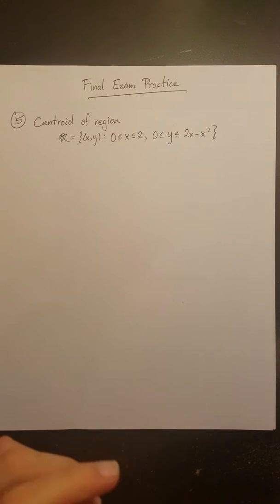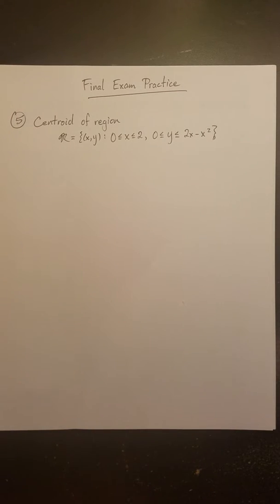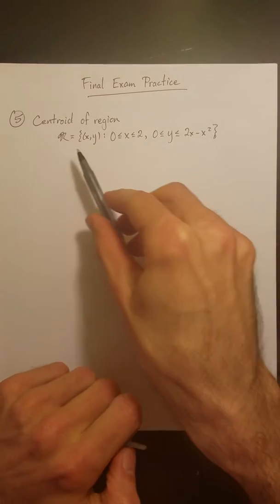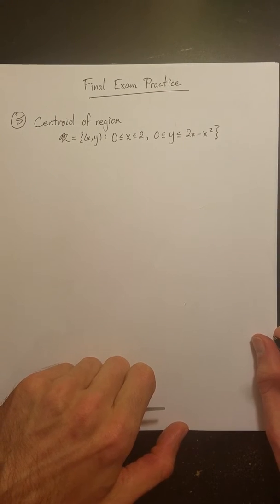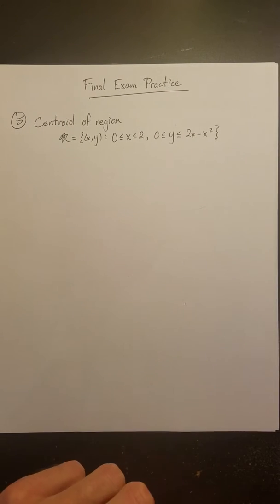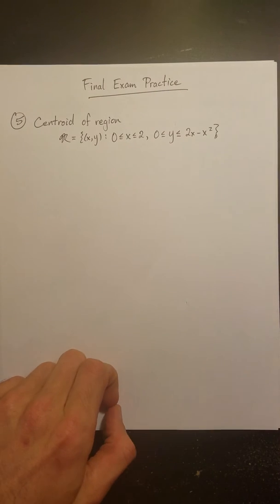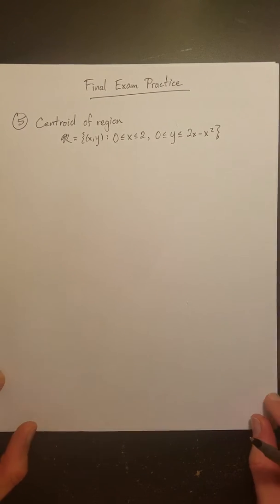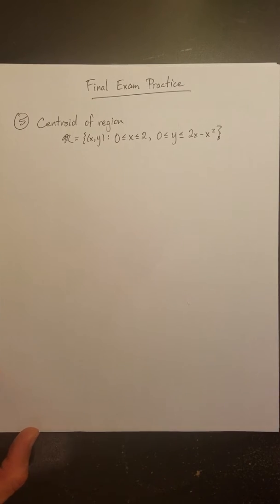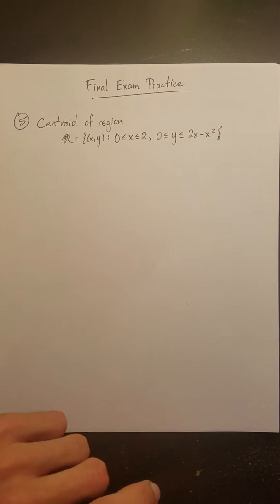All right, so we're on problem 5 of the final exam practice. In this problem, we want to find the centroid of this given region, and we're assuming that this region has uniform density. If you remember, once we know that a region has uniform density, then the density of the region is completely irrelevant because it just cancels out of our equations for the x and y coordinate of the centroid.